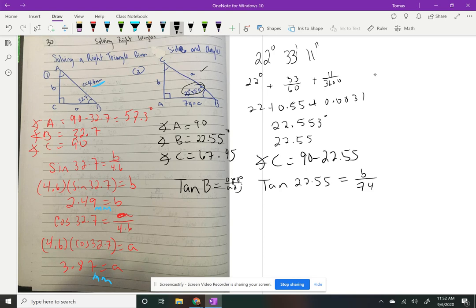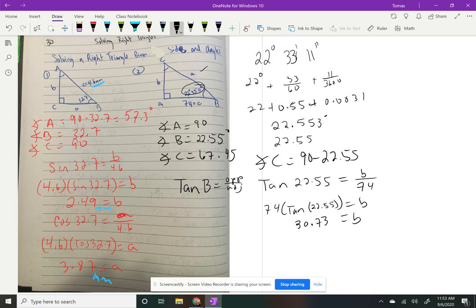And guess what, guys? Look, we already know how to work this. If it's on the bottom, we just bring it to the other side by multiplying it, and we get our B. So we go 74 times tan of 22.55, and we get 30, excuse me, 73 for B.